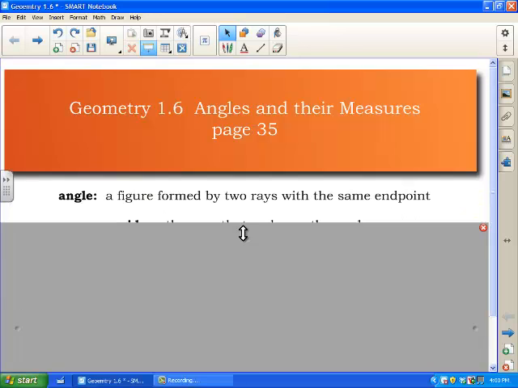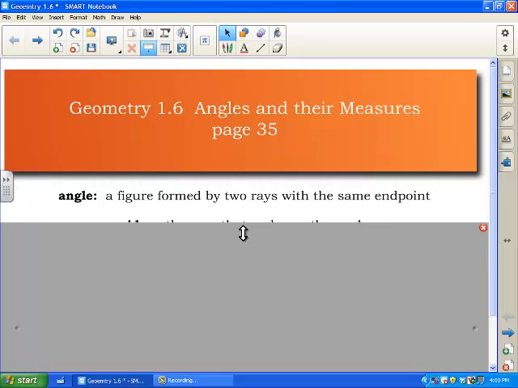An angle is a figure that's formed by two rays with the same endpoint. In section 1-3 we talked about what a ray is, and we found out that a ray is a line segment that continues in one direction. So an angle is made up of two rays put together at that endpoint.